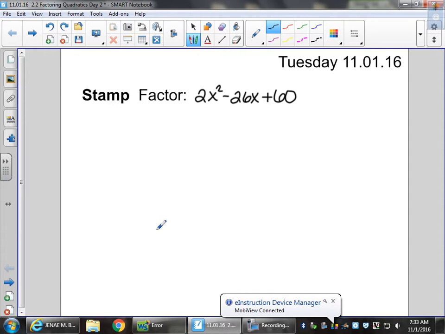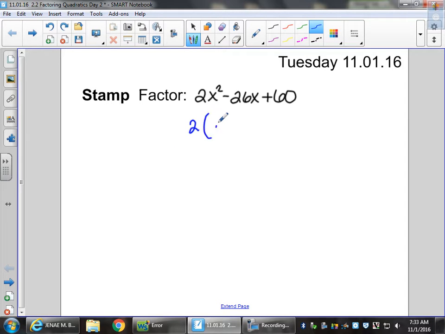Olivia? I factor out 2. Why am I going to factor out 2? What's that called? True, A is 2, but the fact that you can factor out a 2 means that there is a greatest common factor. So when I factor out 2 from this quadratic, what remains? X squared. Okay. Is this done? No.